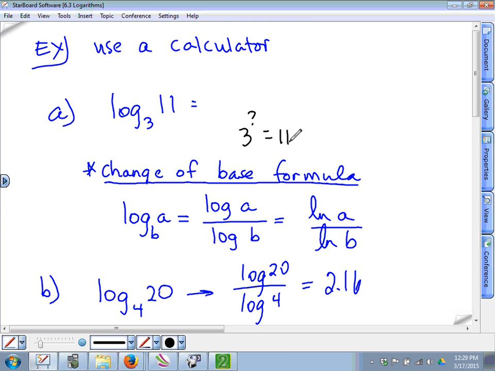So you change the base form. You pick up the calculator. Well, first you write this down. The change of base formula.